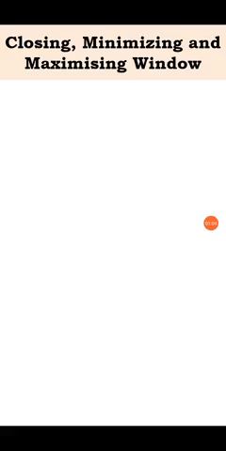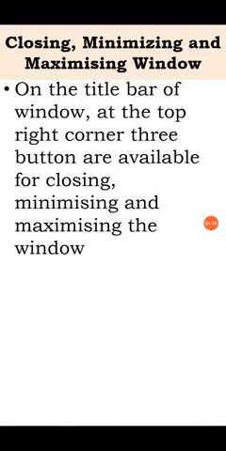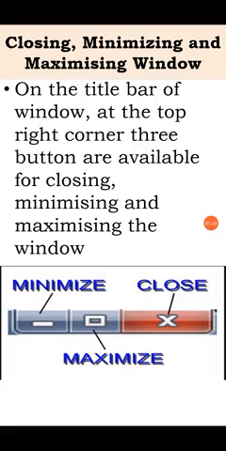Now, how to close, minimize and maximize the window. On the title bar of the window at the top right corner, 3 buttons are available for closing, minimizing and maximizing the window. These 3 buttons are used to close the window, maximize the window and minimize the window.